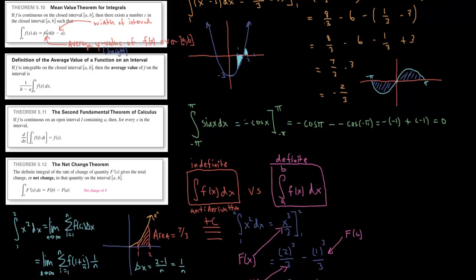So how do you find f of c? Well, that's easy. Divide both sides by b minus a. Remember, a definite integral is just a number. F of c is just a number. B minus a is just a number. So we can clearly divide both sides of this equation by b minus a, and that will give us f of c.